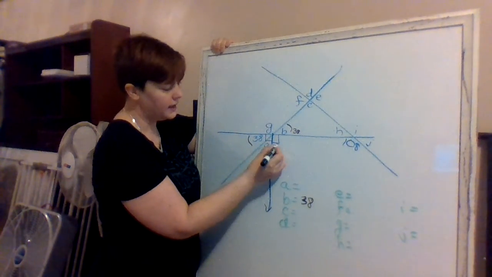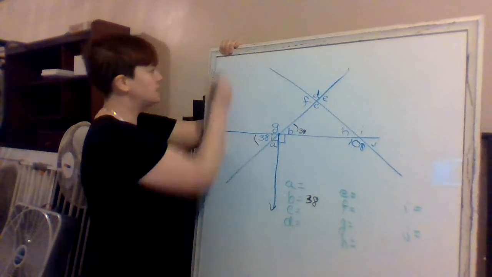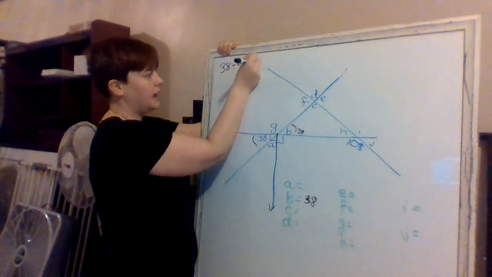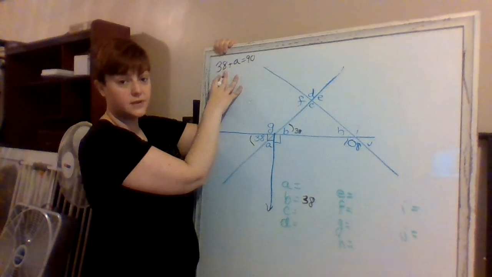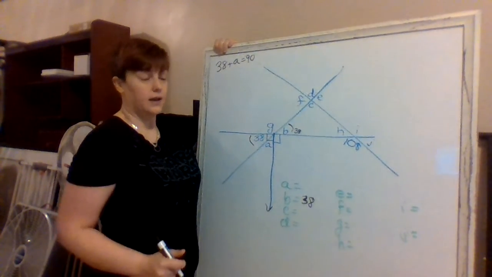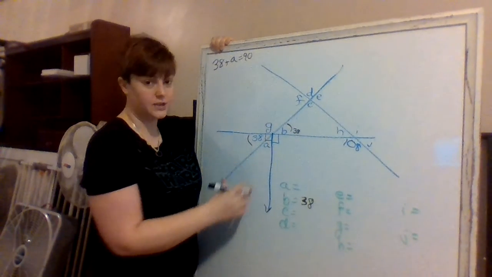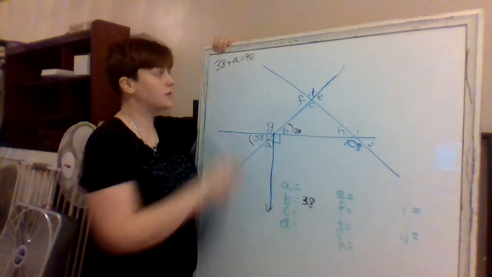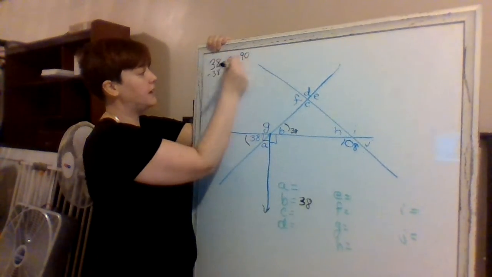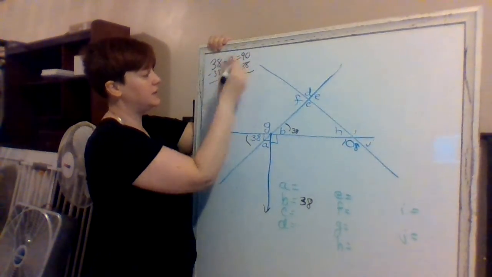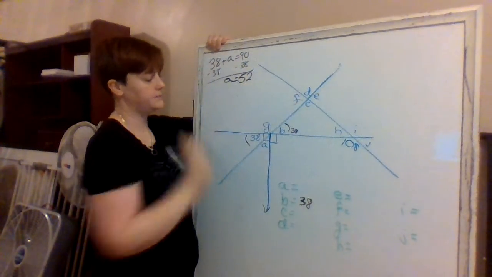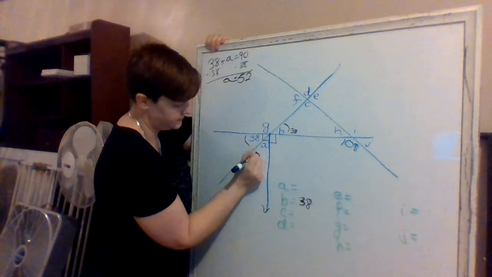But anyway, these two add up to be 90 degrees, and so 38 plus A is 90. Remember, I do this for a reason. When we start putting algebra in with the angle measures like we're going to do tomorrow, it is going to be very helpful to have this set up. Anyway, we're going to subtract 38 from both sides, and that's just a little bit under 40, so I guess that's going to be 52. So A is 52.